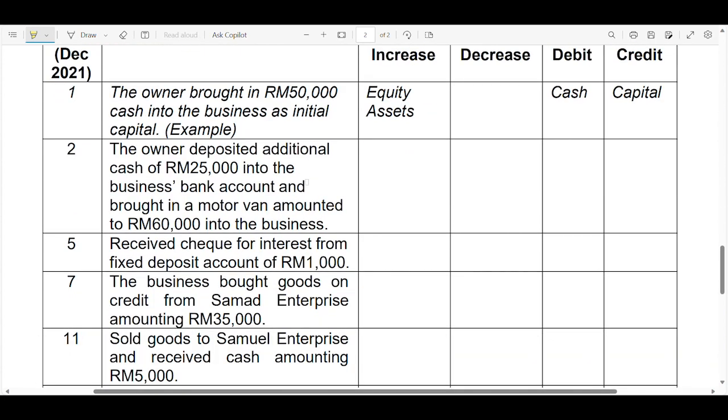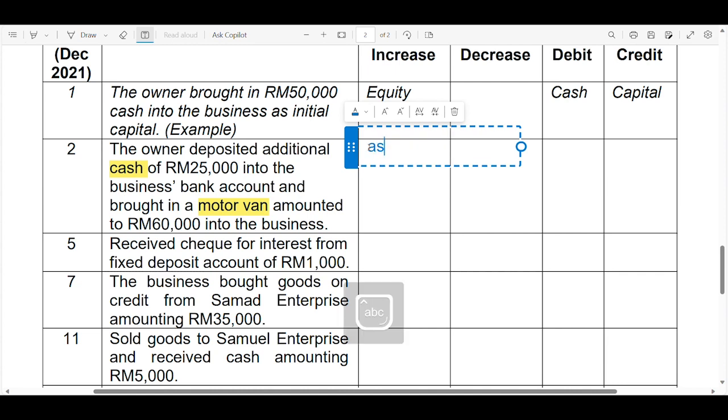So let's start from the 2nd December. The owner deposited additional cash of 25,000 into the business bank account and brought in a motor van amounted to 60,000 into the business. So when the owner deposits additional cash and also a motor van into the business, what happened to the business? Now the business has cash and also a motor van. So increase in asset for the cash and increase in asset for the motor van.